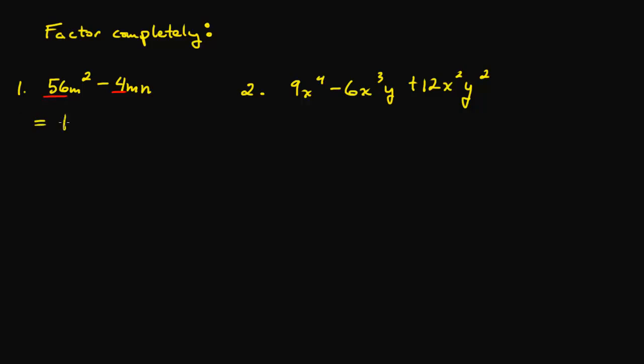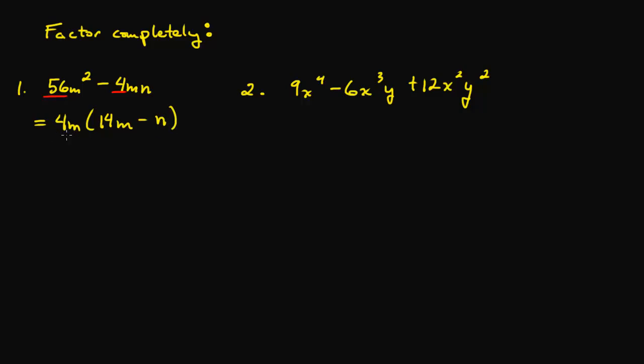So this is equal to 4m. Now what we're going to write inside of the bracket is, for the first term, 56m squared divided by 4m. Because if I were to distribute 4m into the brackets, when I multiply each of these terms by 4m, I would need to get the same thing back. So 56m squared divided by 4m is 14m, and minus 4mn divided by 4m is minus n.